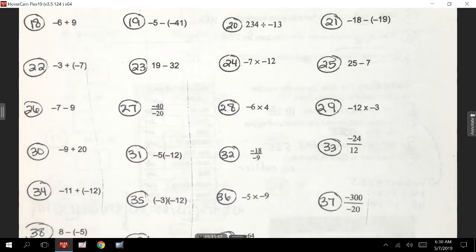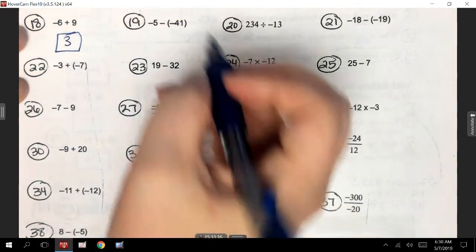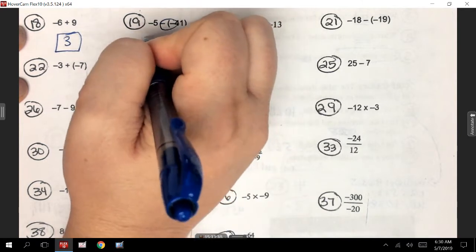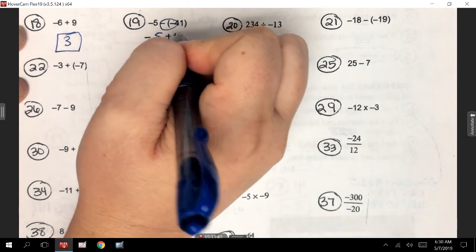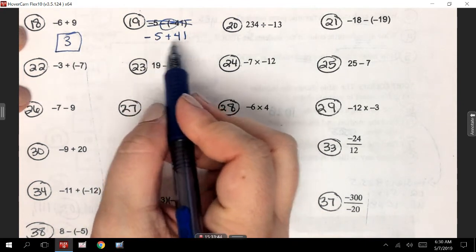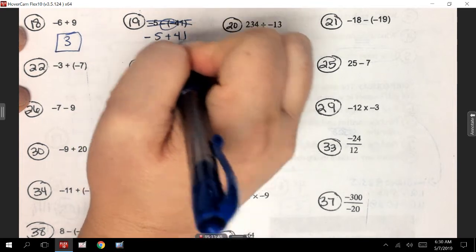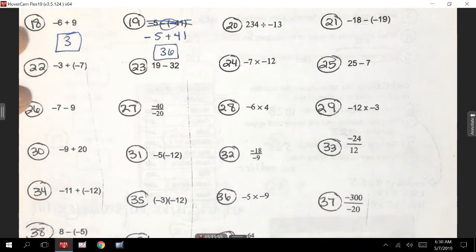So when I add these, they have different signs. So I subtract, I get 3. It's positive because 9 is bigger. These have a double sign, so I make it -5 plus 41. That problem's gone. Now they have different signs, so I need to subtract them. That's going to give me 36, and it's positive because 41 is bigger and 41 is positive.